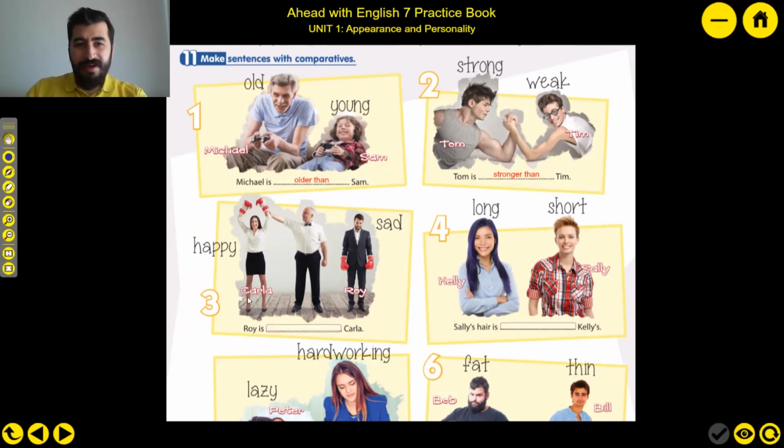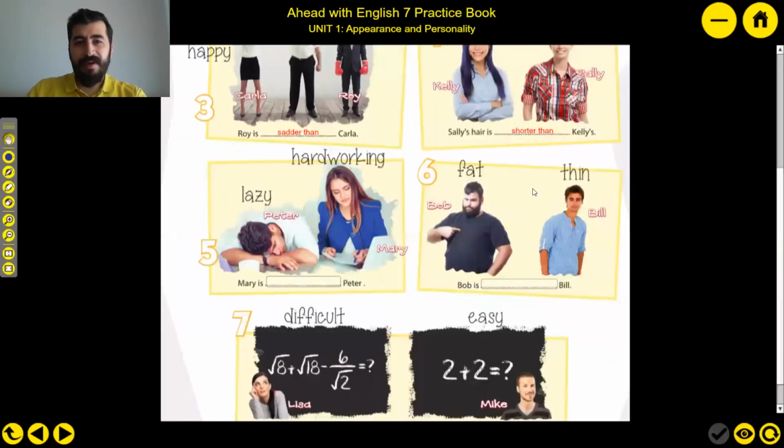Roy and Carla, happy, sad. Roy is sadder than Carla. Carla is happier than Roy. Okay. Sally's hair, Kelly's hair. Long, short. Let's look at this. Sally's hair is shorter than Kelly's. Look at the fifth one now.